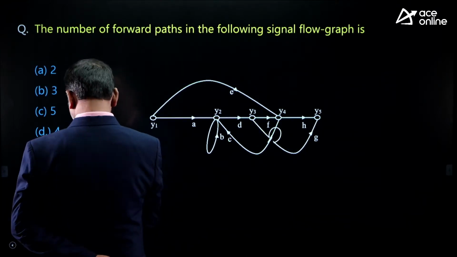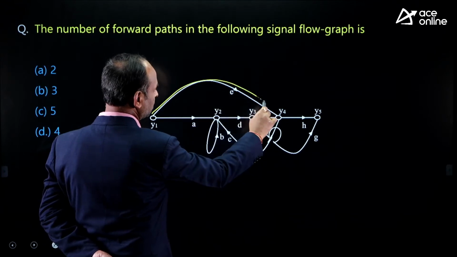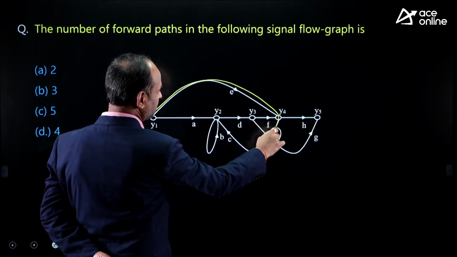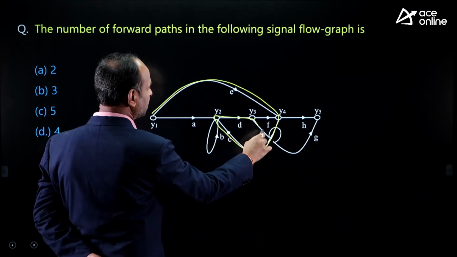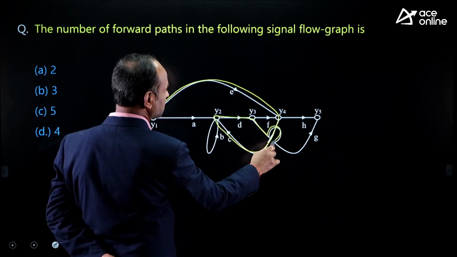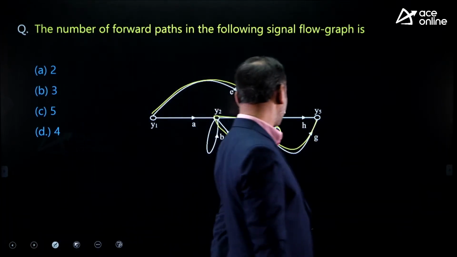Once again, I am erasing. So I am writing the 4th forward path here. Move like this, 4th forward path. Come here, it is not touching. Come like this. Now, it is not touching any other node two times here. This is the 4th forward path. So as of now, 4 forward paths here.